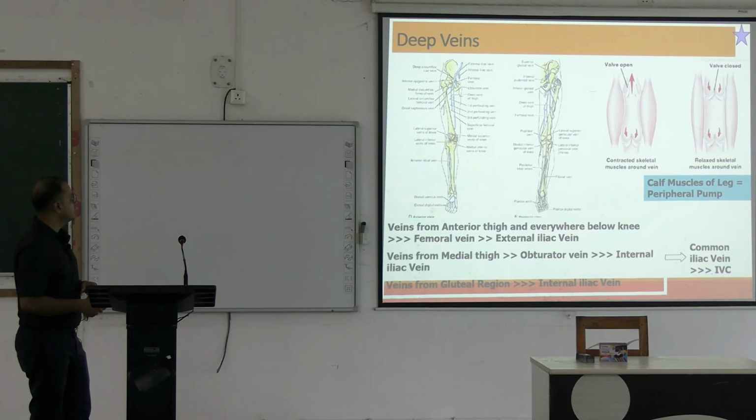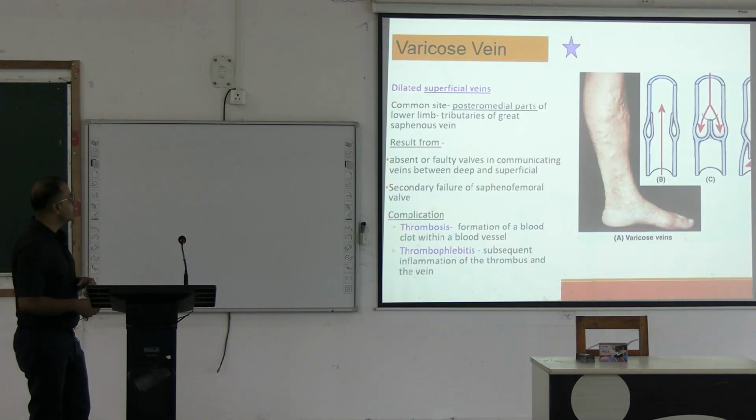varicosity. Coming to the deep veins, in the thigh region we have the femoral vein, which drains into the external iliac vein. Then in the leg region we have the tibial veins, including the posterior tibial vein. On the back side we have the popliteal vein. These are the deep veins.